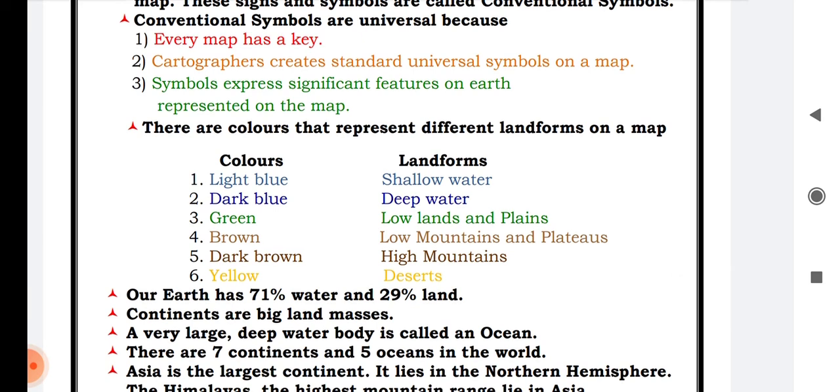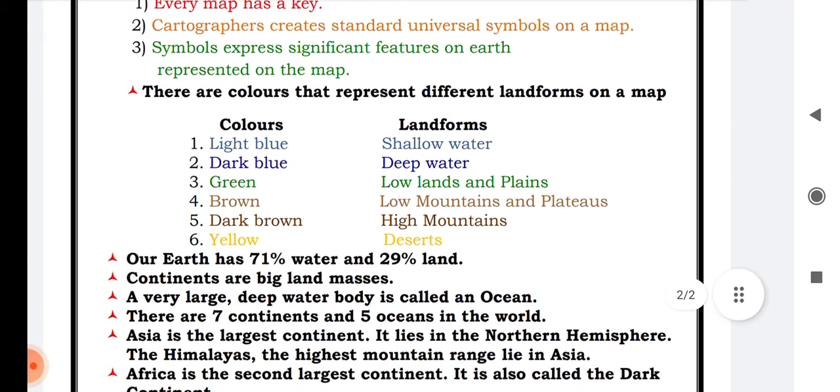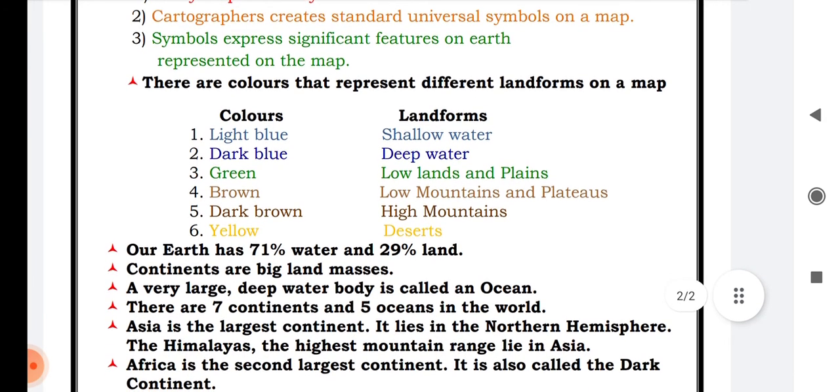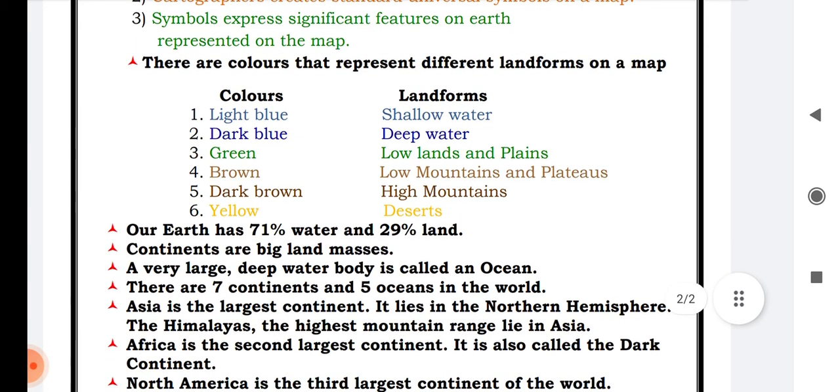Who are cartographers? Cartographers are the people who design the maps, or one who makes the map. So these cartographers create standard universal symbols on a map so that everyone can easily understand and relate to the country according to those symbols. Number 3, symbols express significant, meaning important, features on earth which are represented on the map.